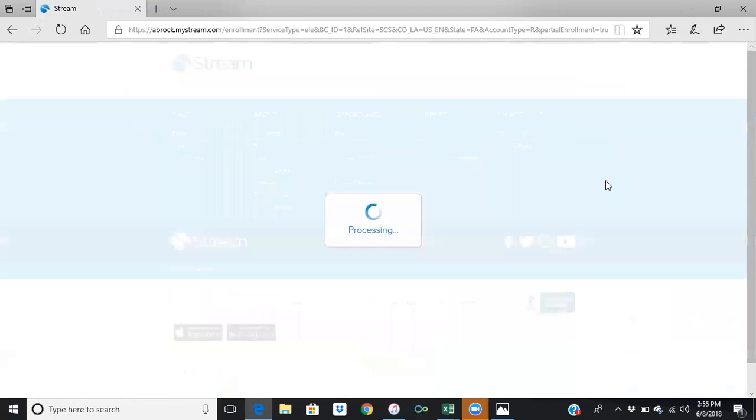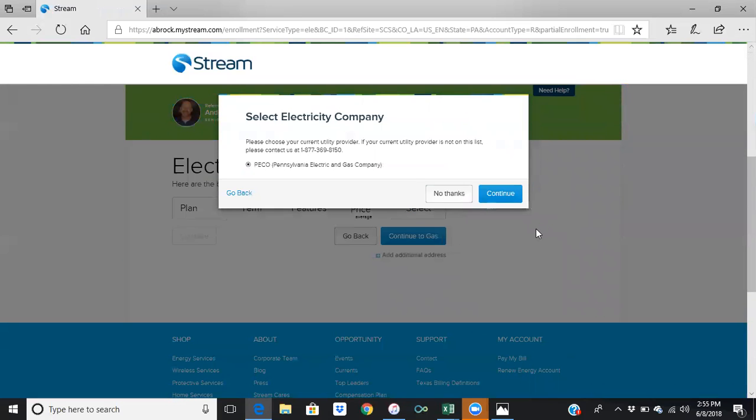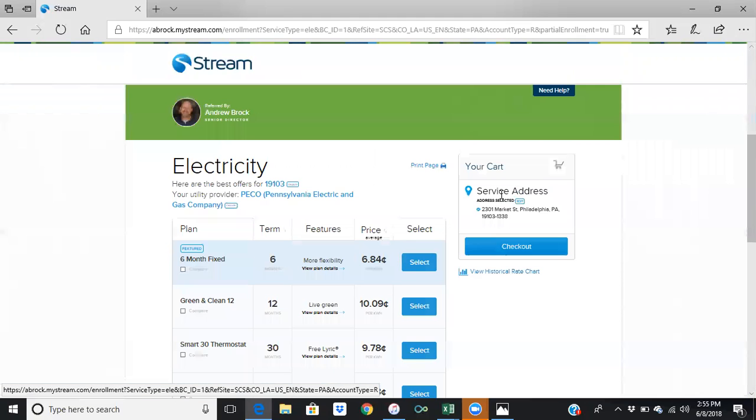Now, Stream will always strive to have a rate that is lower than the incumbent. As you see by this box that pops up, they are asking you who the utility provider is. That is the person that actually delivers that service. So when you're looking at the bill, it says Pico. Obviously, Pico is the utility provider, so we're going to click Continue.